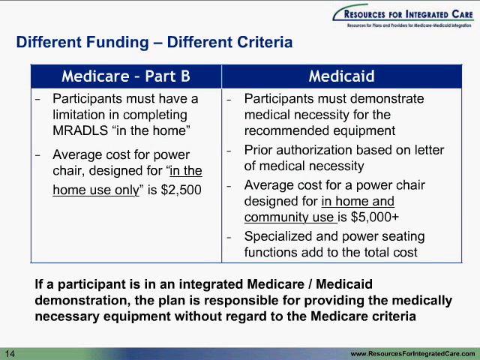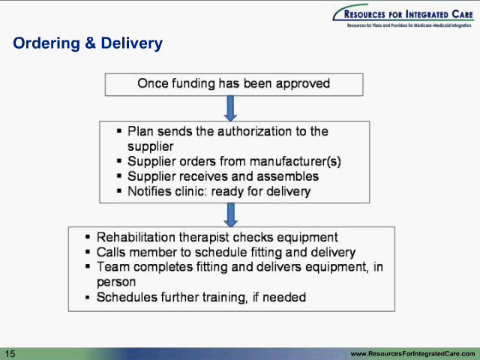Under the Medicaid program, if the need has been medically justified, the environments of use are often inclusive of both home and community. And the community-based needs often add to the need for greater durability, greater speed, and the ability to change one's position during the day. The average cost of a chair for indoor and outdoor use is about $5,000, with any specialty items being added to that. In fully integrated plans, the plan will be responsible for providing medically necessary equipment without regard to the Medicare criteria in Part B as it stands right now.